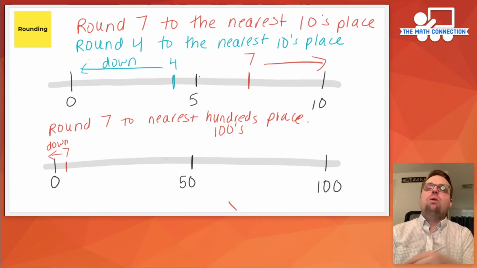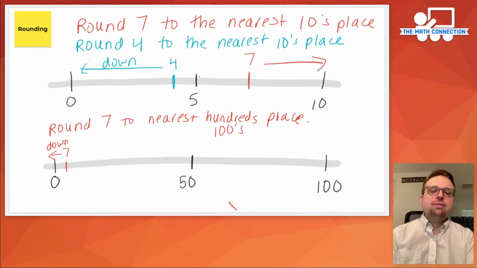Okay, and where that comes from, if you've ever heard the phrase rounding something out, it's kind of like making the number more palatable or making it easier to look at. And if I were to round 7 down, well, that's pretty close to nothing when we're talking about hundreds.